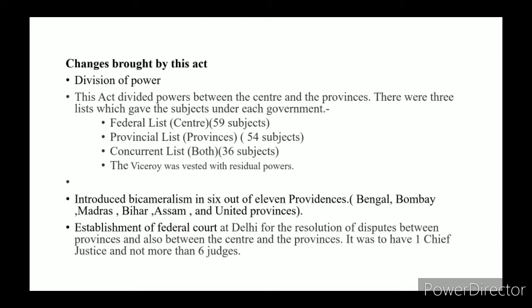This act introduced bicameralism in 6 out of 11 provinces, such as Bengal, Bombay, Madras, Bihar, Assam, and United Province. Establishment of Federal Court at Delhi for the resolution of disputes between the provinces and also between the center and provinces. It was to have one Chief Justice and not more than 6 judges.